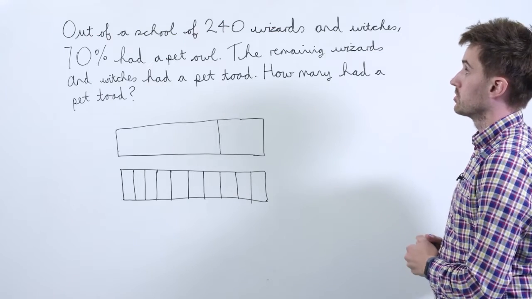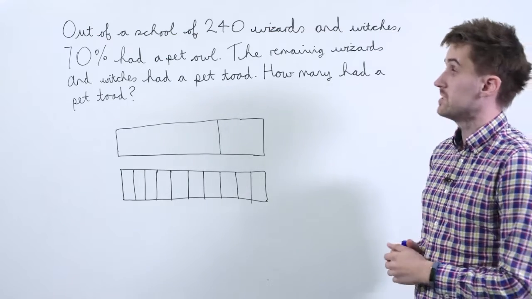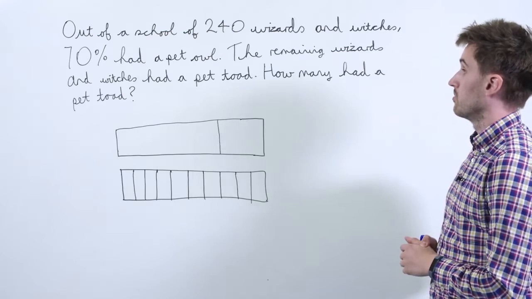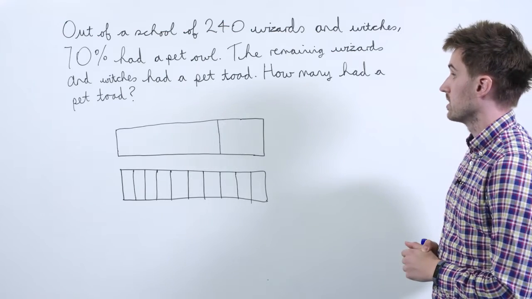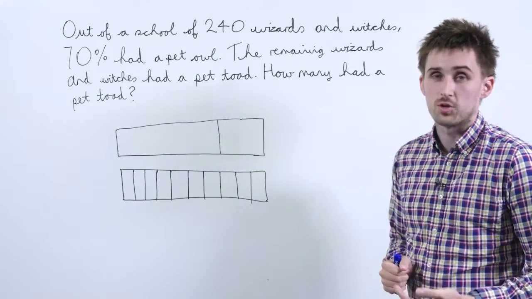Out of a school of 240 wizards and witches, 70% had a pet owl. The remaining wizards and witches had a pet toad. How many had a pet toad?